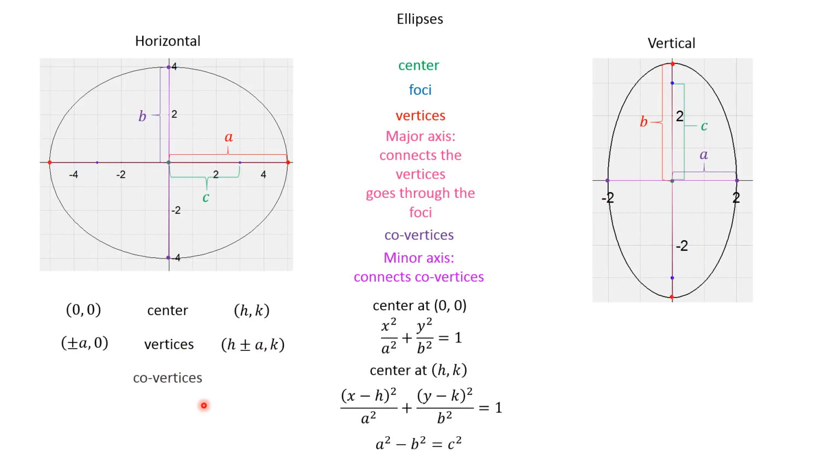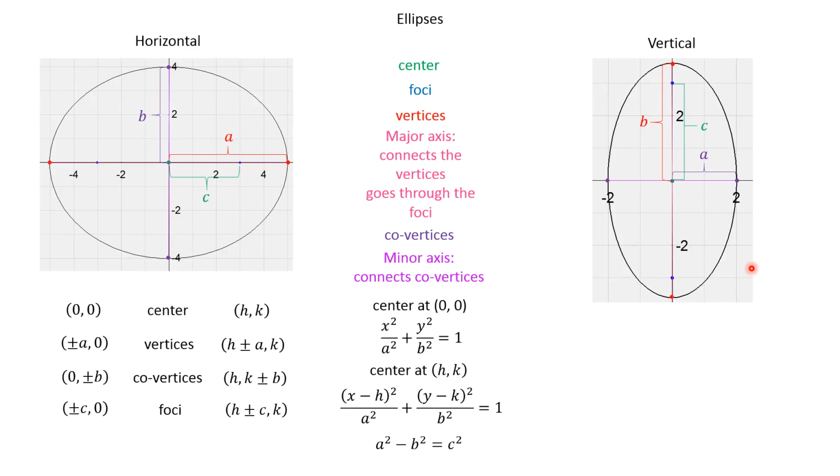Same idea. For covertices, instead of going over, we're going to go up or down b. So if we start at 0, 0, and we go up b, aren't we at 0, b? Go down b, we're at 0, negative b. So we'd be at 0, comma, plus or minus b. That gets us our 2 points. If we start at h, k, we'd have to add or subtract b to k. So we'd have k plus b, k minus b. And then the foci are actually exactly like the vertices, except instead of adding a, we're only going to add c. So we'll have plus or minus c comma 0 and h plus or minus c comma k.